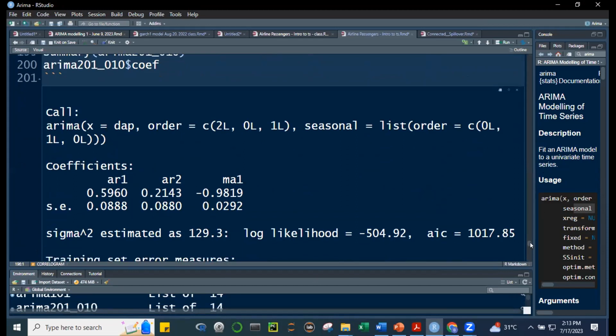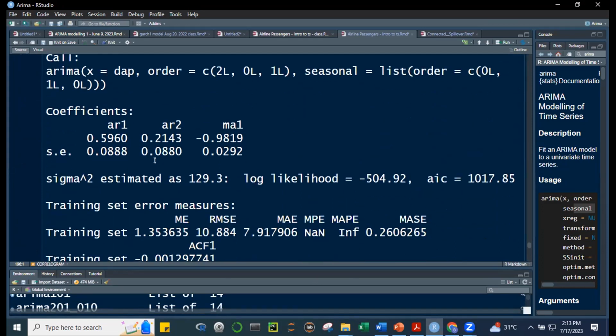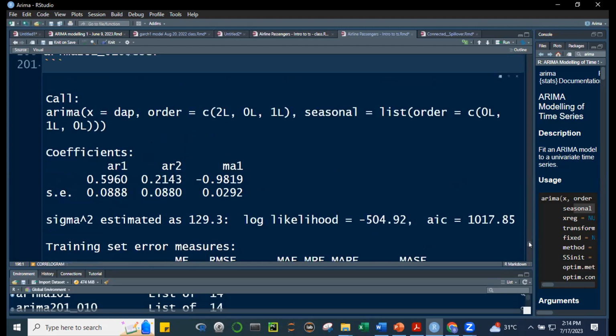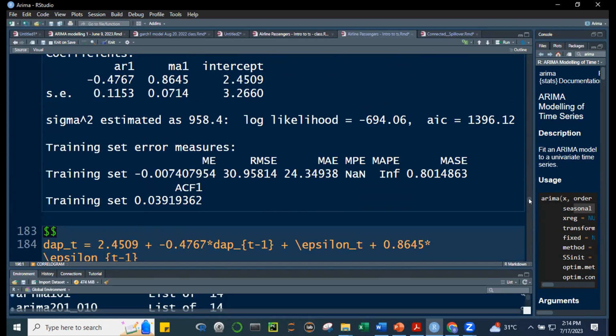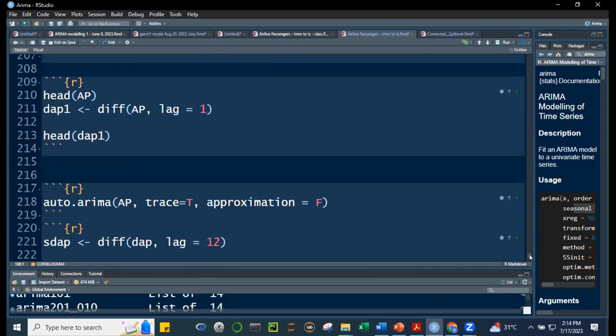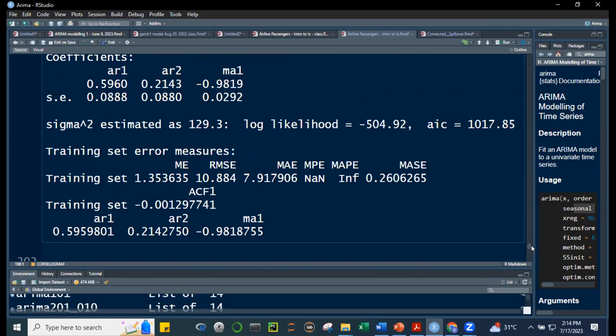So our equation will be DAP sub T, hindi ko na isusulat, bahala na kayo magsulat, is equal to 0.596 times DAP T minus 1, and then 0.2143 times DAP T minus 2, and then plus epsilon sub T, and then minus 0.9819 times epsilon sub T minus 1. AIC is 1017, definitely lower compared to the others kanina. 1017, ito 1396, di ba? Mas mababa talaga itong model na to. Yan. Okay, so that's the best model.